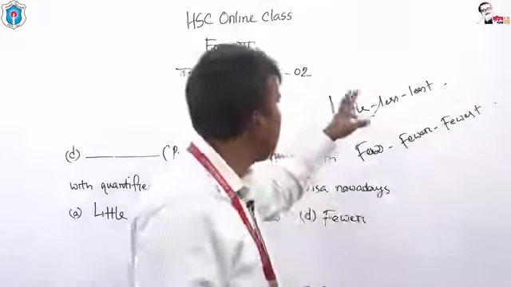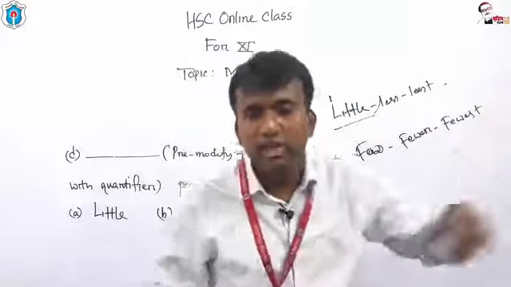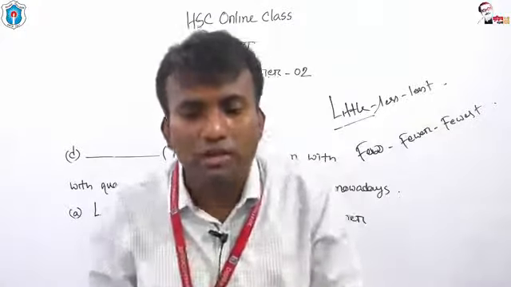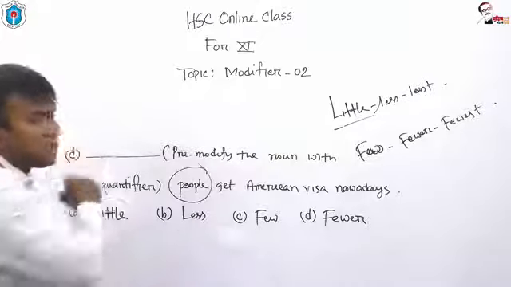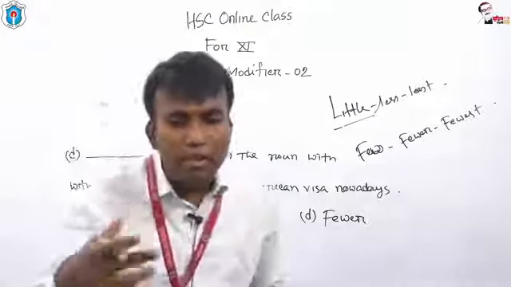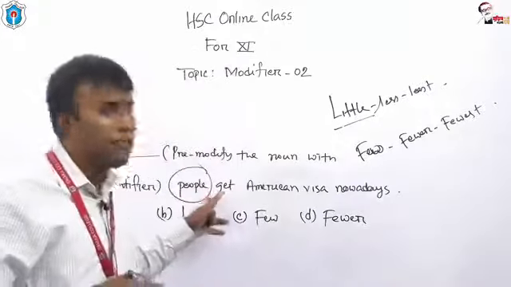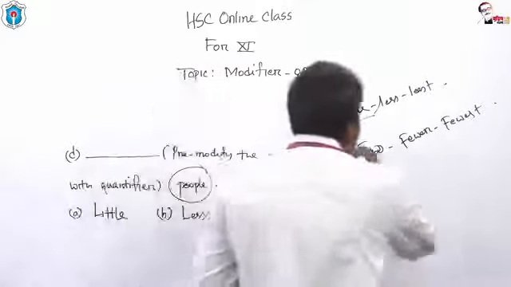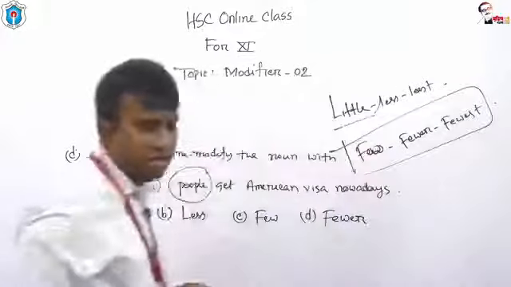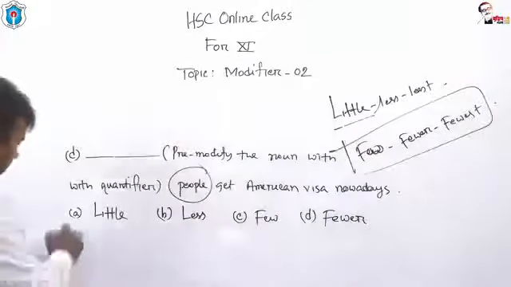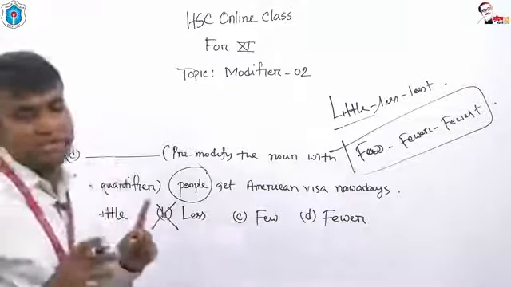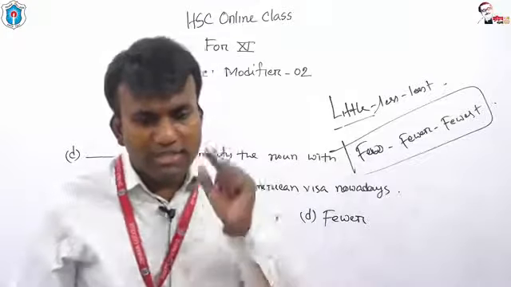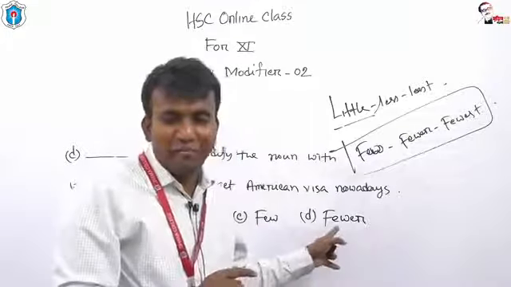In case of little, less, or least, you have to use an uncountable noun. Here, people is countable. That's why you have to use few, fewer, or fewest. We have 2 options here. One is few, another is fewer.